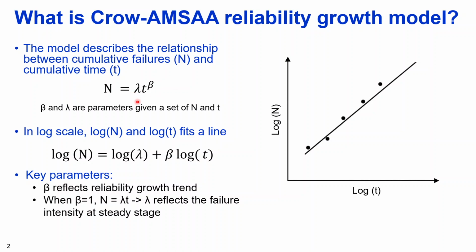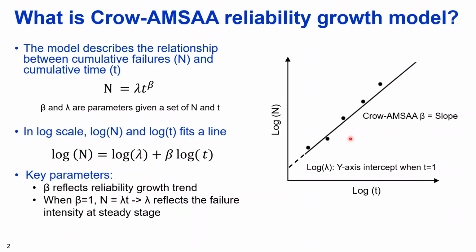Going back to this equation, if you rewrite it in the log scale, you will get a linear relation, and that is why you will often see a Crow-AMSAA plot in the log scale, where you have beta equals the slope, and it reflects the reliability growth trend. And you have log lambda equals the intercept at the y-axis when time equals 1.